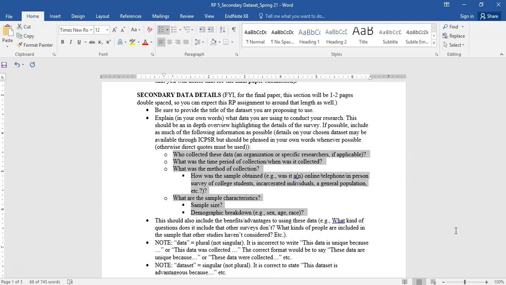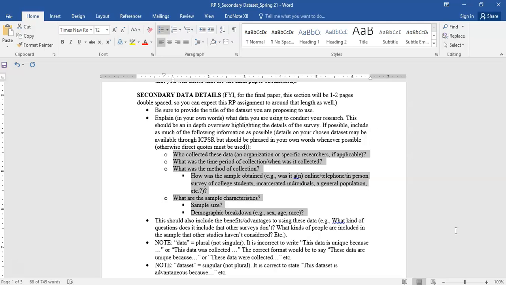If it was, how did they actually obtain that sample? Was it students in their class that they were surveying? If it was a sample of inmates, what jails or prisons were used to obtain that particular sample, etc. So you want to be as descriptive as possible in describing the actual data set itself and the characteristics of it, and particularly of the sample, that is.